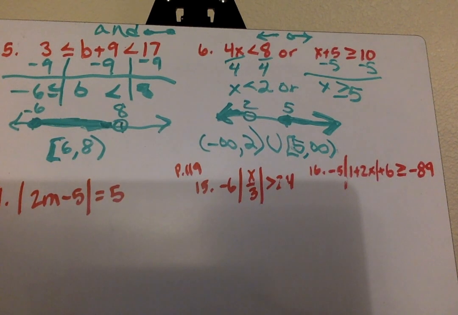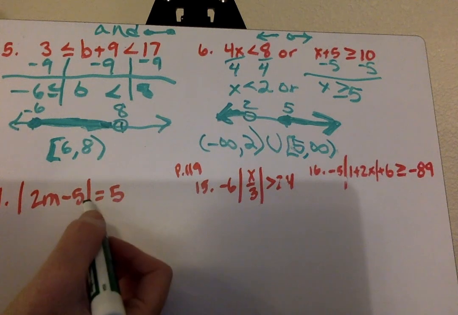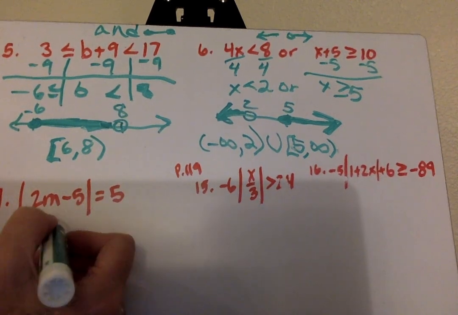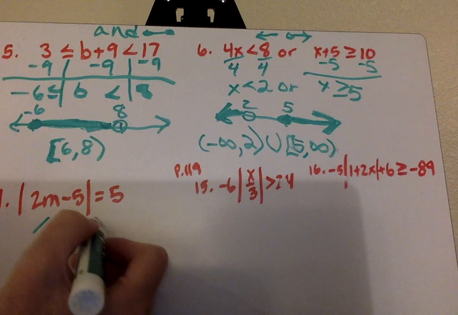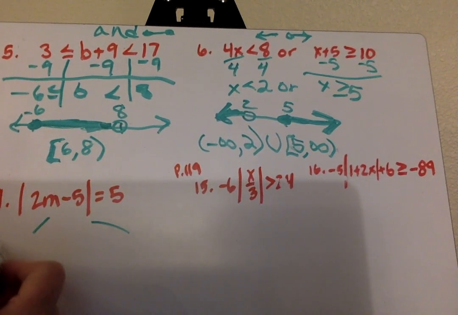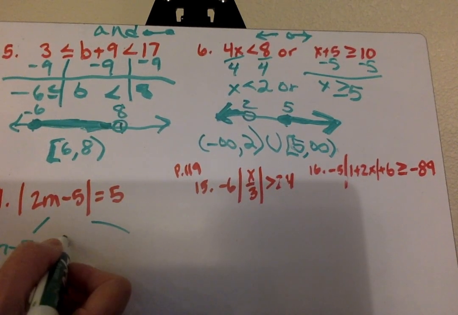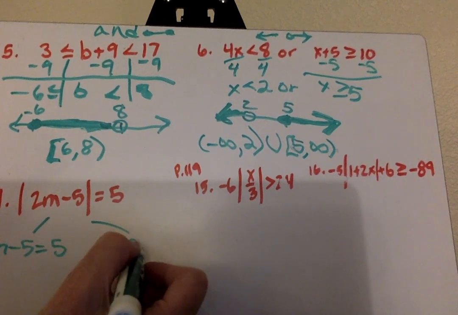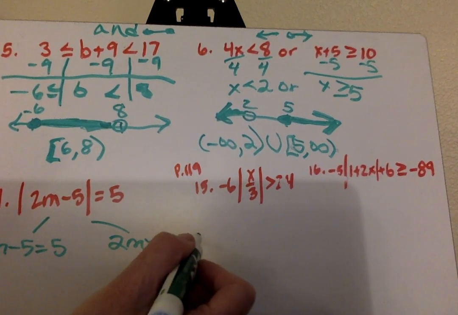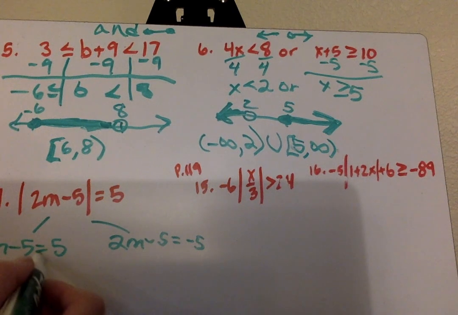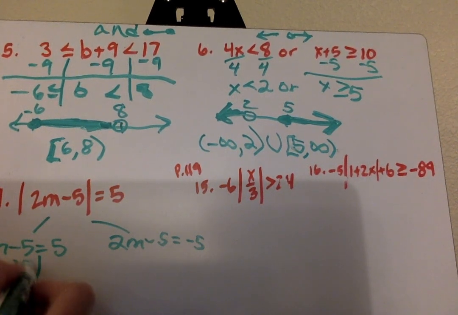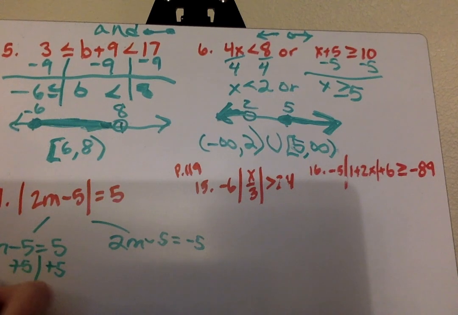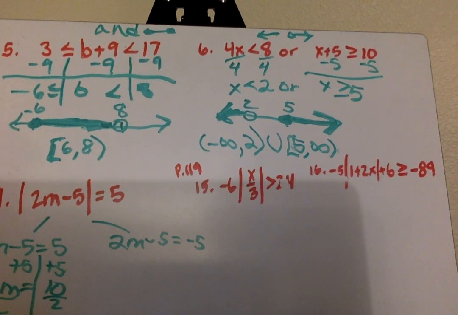Number 9. Okay, we have 2m minus 5, absolute value equals 5. So since the absolute value is by itself, I can go ahead and make my 2 equations. 2m minus 5 equals 5. And 2m minus 5 equals negative 5. Okay, add 5. 2m equals 10. Divide by 2. And m equals 5.